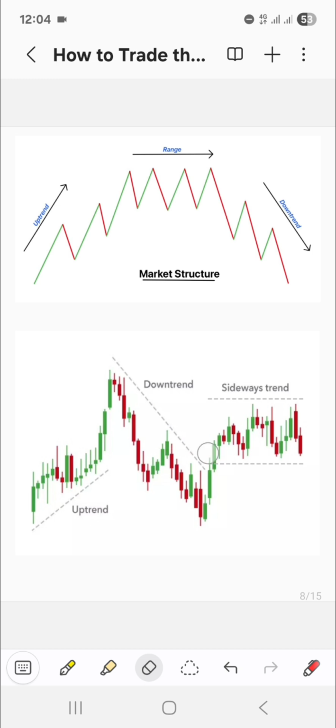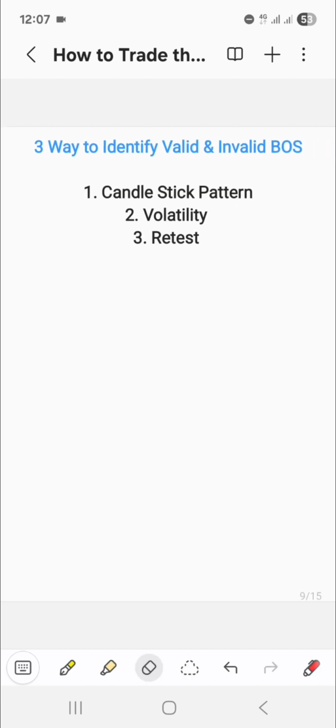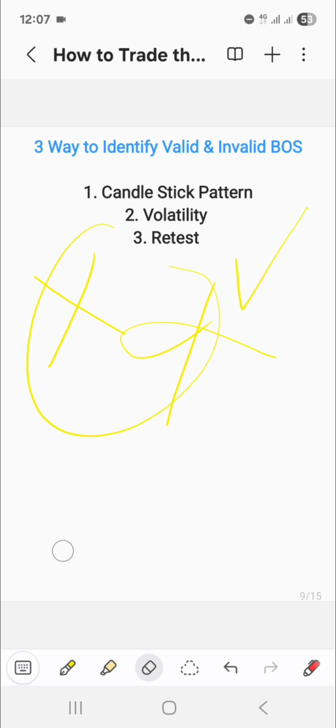So let's continue, guys. We have that being said and done. Now let's go further by explaining. We are done with the trends. Explain 3 ways to identify valid and invalid break of structure. What are the ways that I can tell that the break of structure I just saw in the market is invalid or valid? How can you identify the invalid and the valid break of structure? That's what I'll be explaining next in this chapter. So let's go into it, guys.